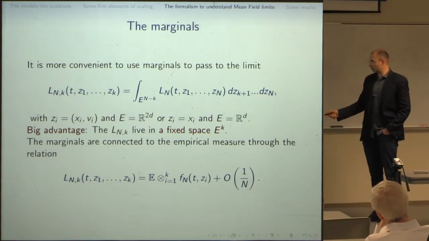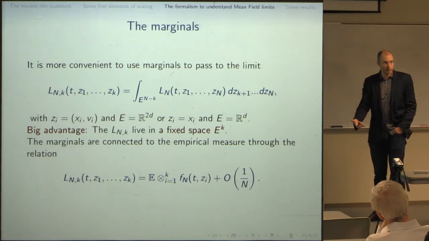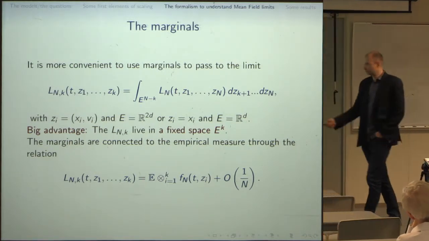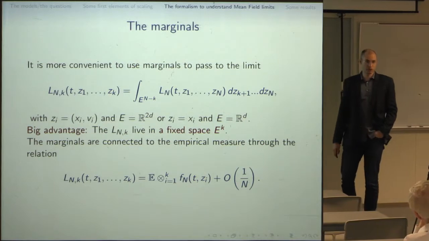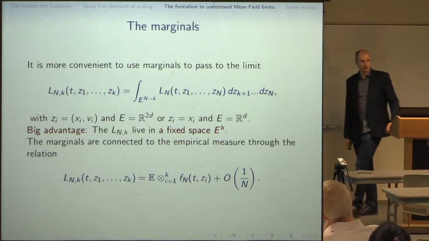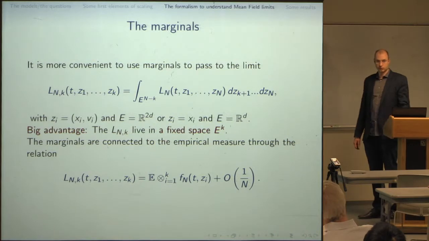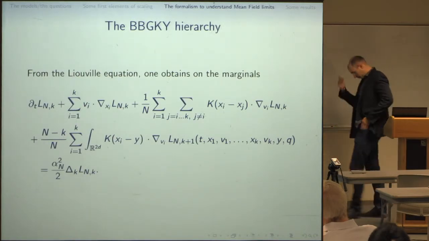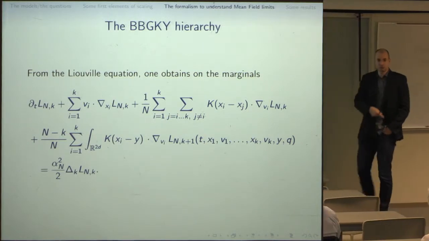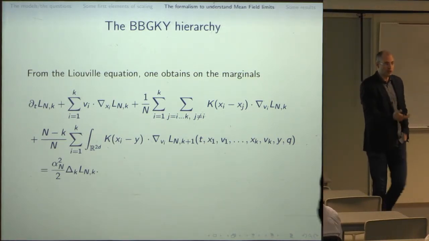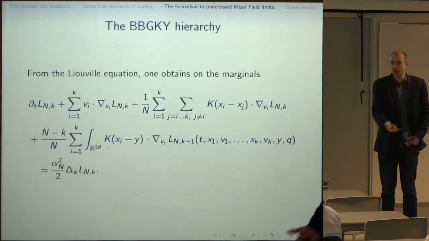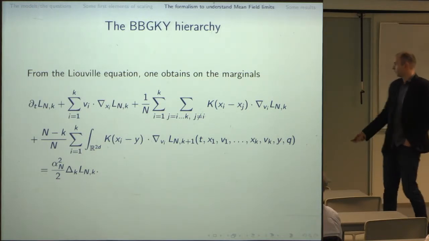So information about the marginal is really information about the expected value of products of the empirical measure. So this contains more than just the expected value of one empirical measure, and that's important. I had an equation on the joint law, so if I integrate this equation, then I will get equations on the marginals. And this is it.